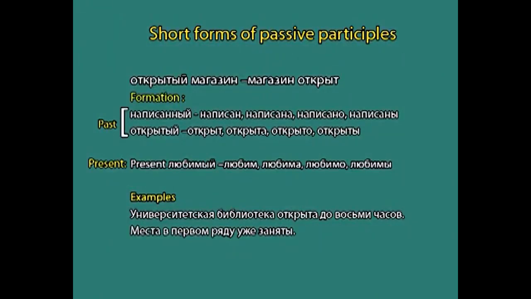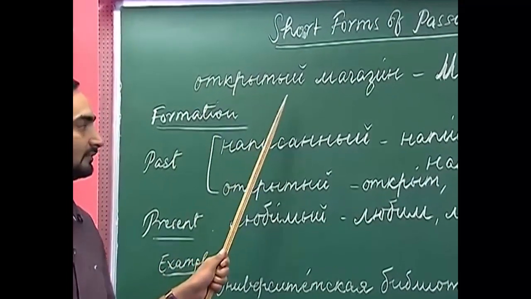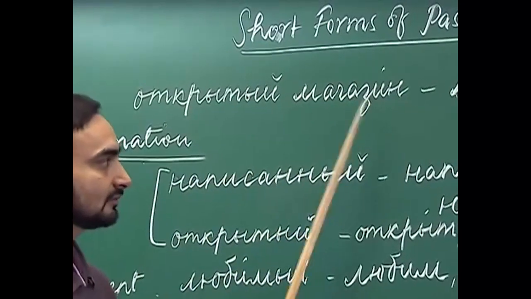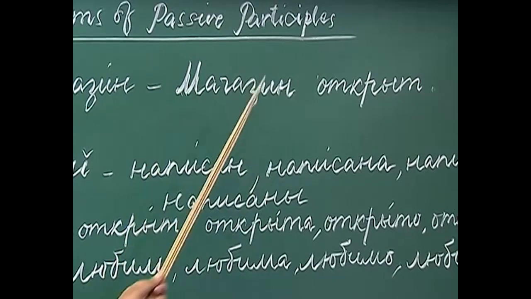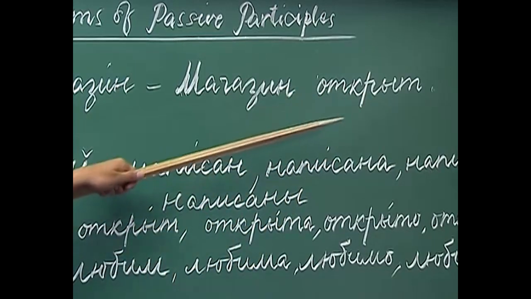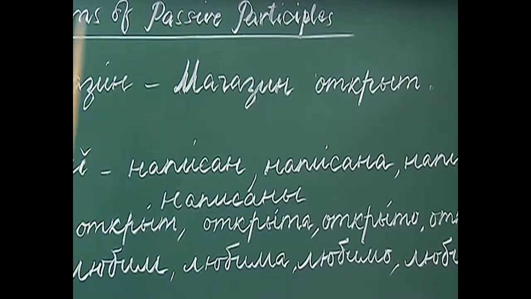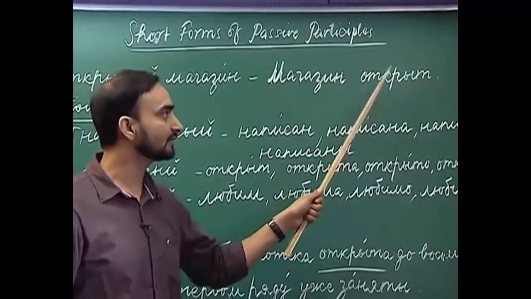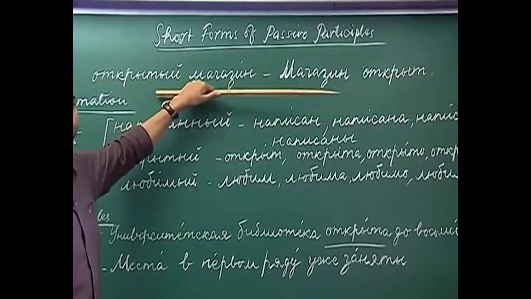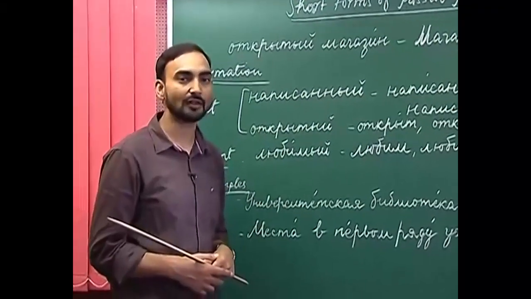So, here I have written a full form of a passive participle: открытый, открытый магазин, open shop, and магазин открыт, the shop is open. So, here as you can see we have used the short form of the passive participle открытый: открытый магазин and магазин открыт. So, what is the difference between their use, that we will discuss later on. So, let us first find out how they are formed.